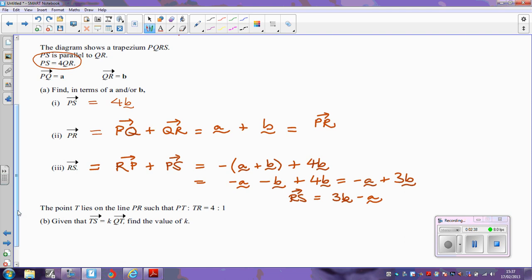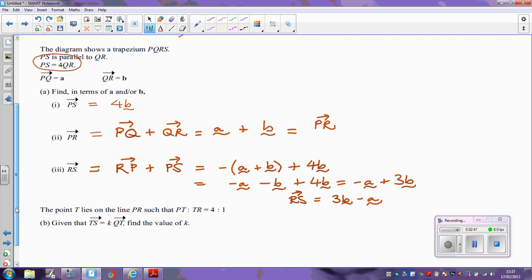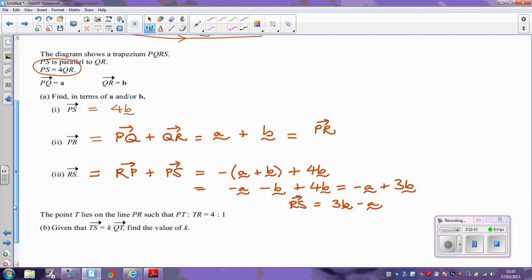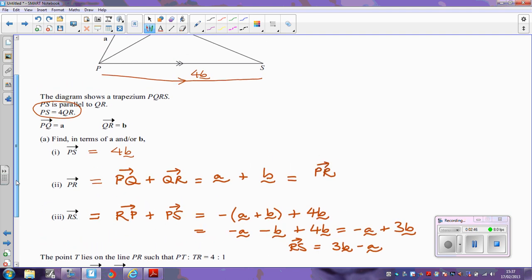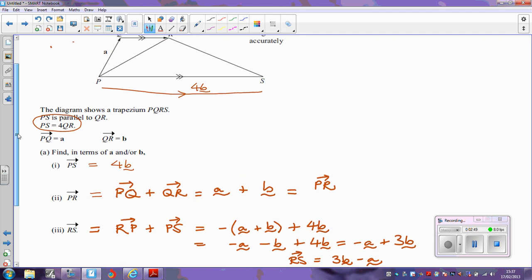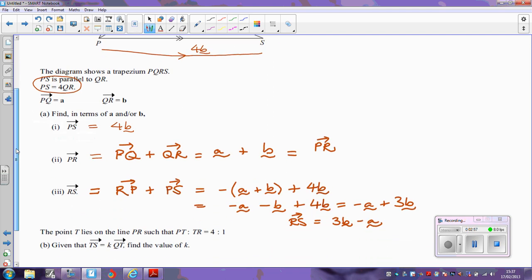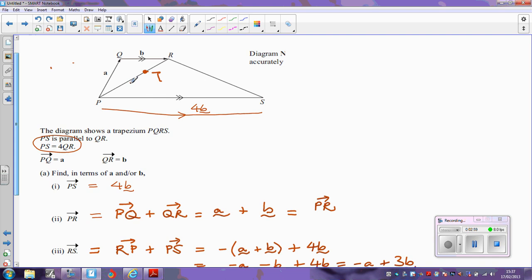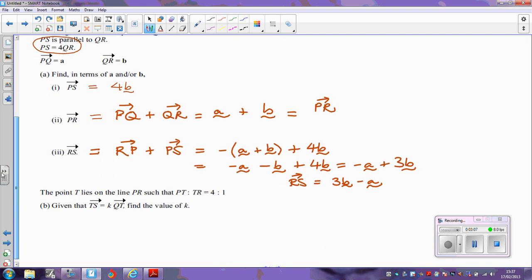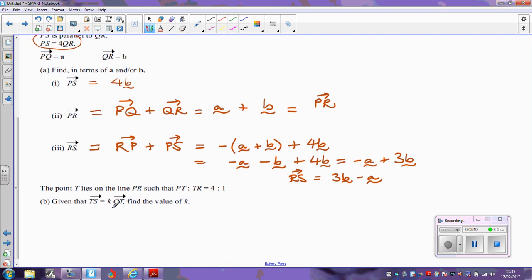So it now tells me that the point T lies on PR, so that PT to TR is 4 to 1. Sometimes it helps to look at the diagram. So T lies on PR, so in other words, somewhere here. So there's my T, so that the ratio of PT to TR is 4 to 1. So I'm just going to write a 4 there and a 1 there. So the ratio of PT to TR is 4 to 1. And it then says, given that TS is K times QT, find the value of K. So it's a bit confusing, that.